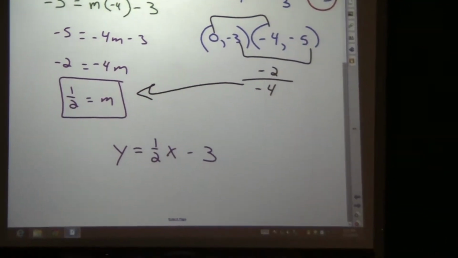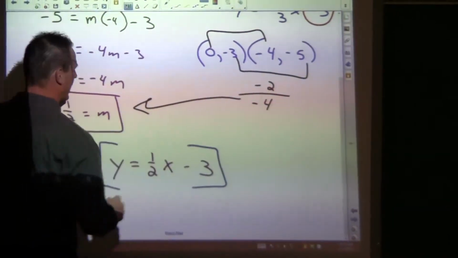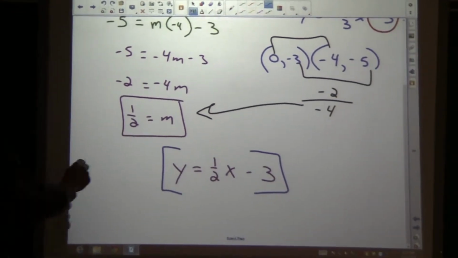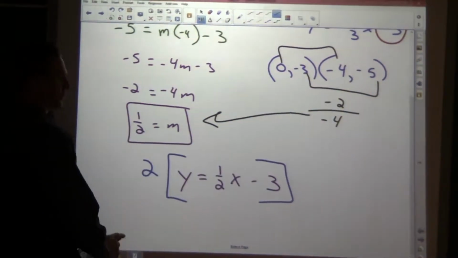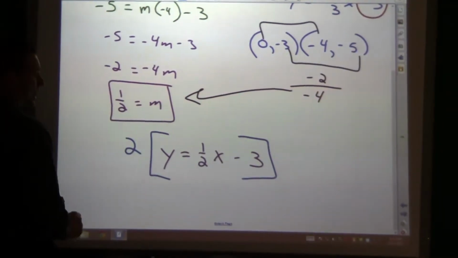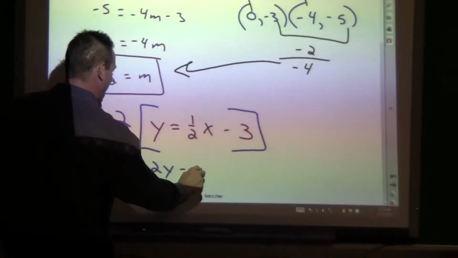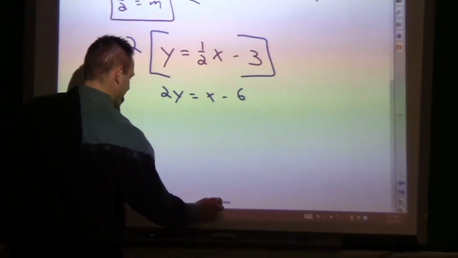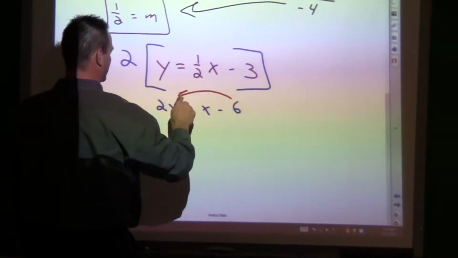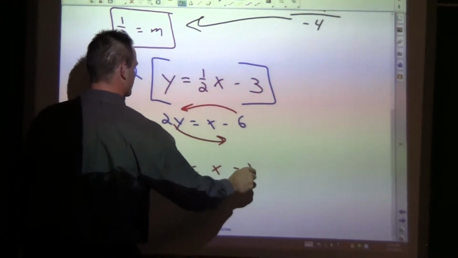All right? Want to change that to standard form? Who thinks they know what I need to multiply by? 2. I'm going to multiply by 2 everywhere to clear the fraction. Remember, I need integers. Final answer, standard form. Multiply by 2, 2y equals x minus 6. Move my y and my constant, flip-flop these guys. I'm going to get 6 equals x minus 2y.